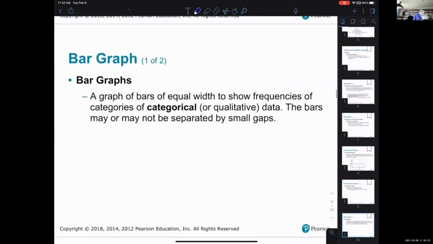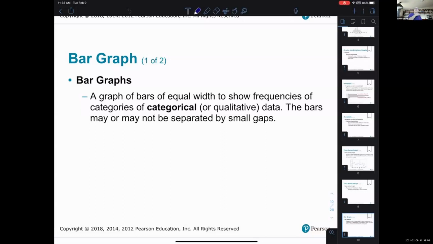Bar graph. So a bar graph is a graph of bars of equal width to show frequencies of categories or categorical or qualitative data, meaning non-numerical. Well, unless the numbers are just like numbering categories, like group 1, group 2, group 3, group 4, something like that. If it was nominal numerical data, that could still work. The bars may or may not be separated by small gaps.